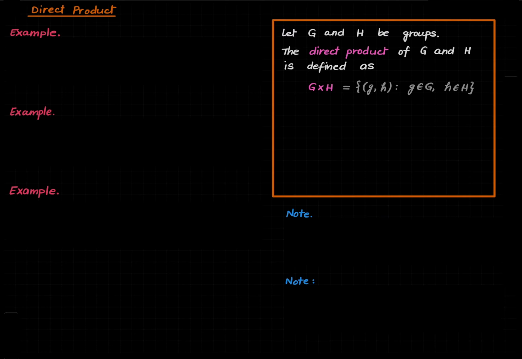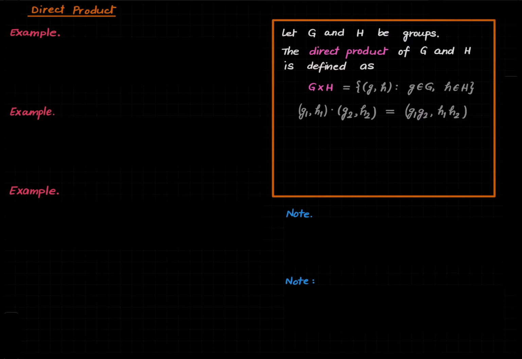So it's just the Cartesian product, but what is the binary operation? You can guess. Let me not write it very formally, but the binary operation is the following. If you multiply (g1, h1) with (g2, h2), the output is (g1 g2, h1 h2).